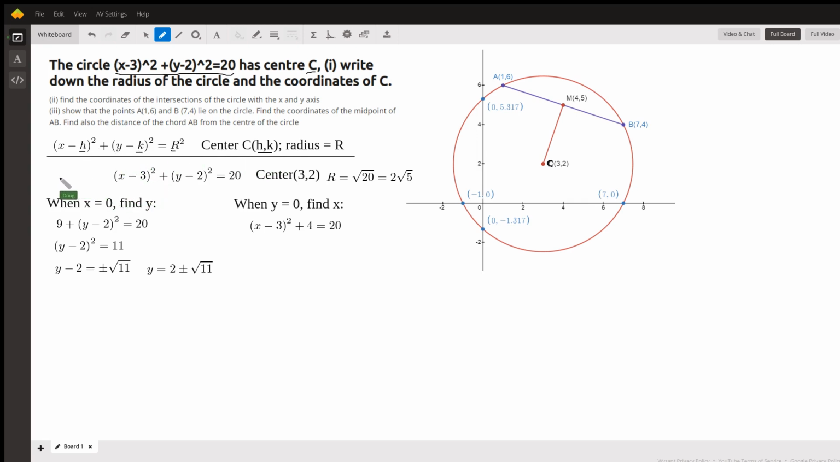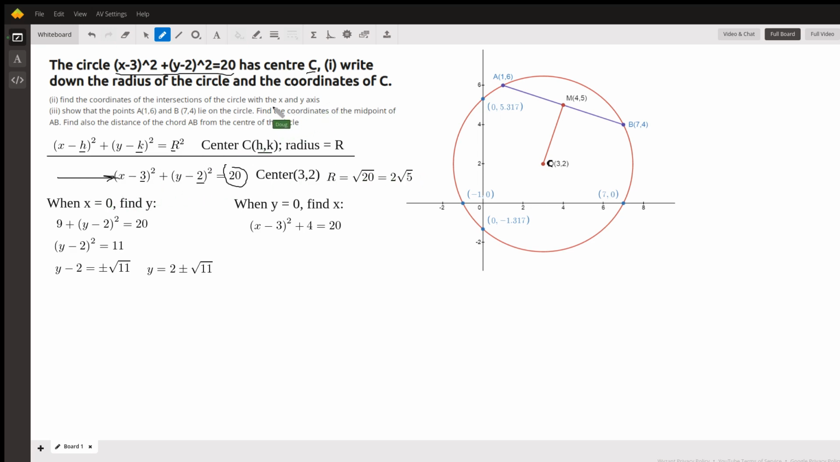So here's the given equation. This is h, this is k, because there's a minus sign here. If this was a plus 3, then you'd think of it as x minus a negative 3, the quantity squared, and the center would be (negative 3, 2). The radius is the square root of this number, square root of 20, which simplifies to 2 square root of 5.